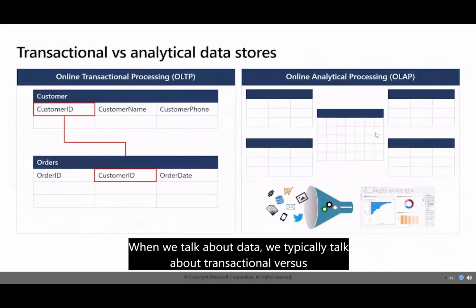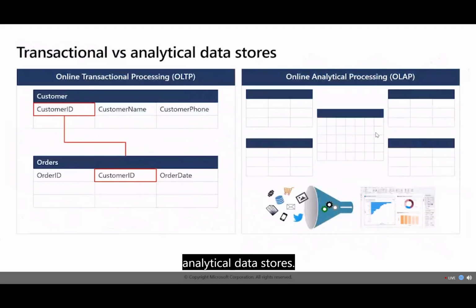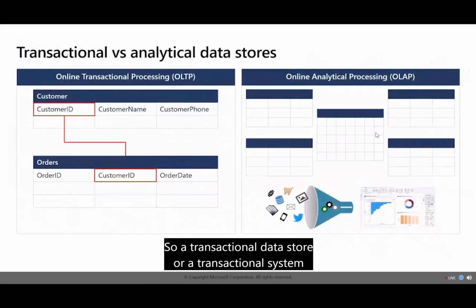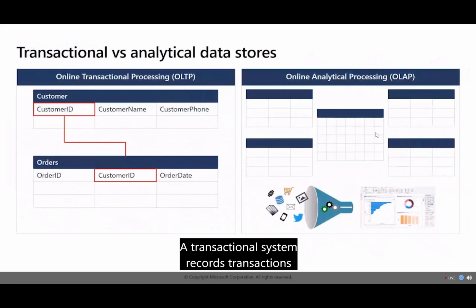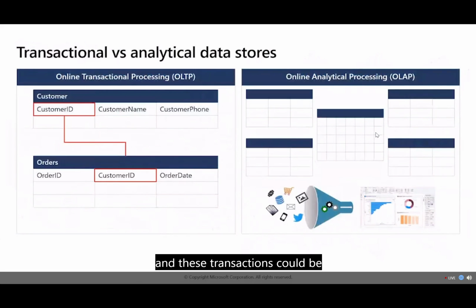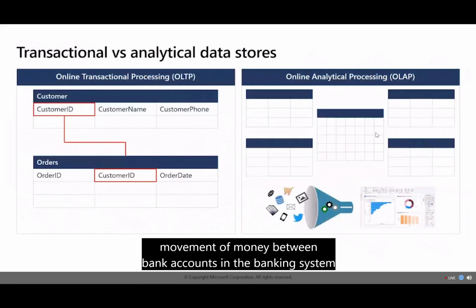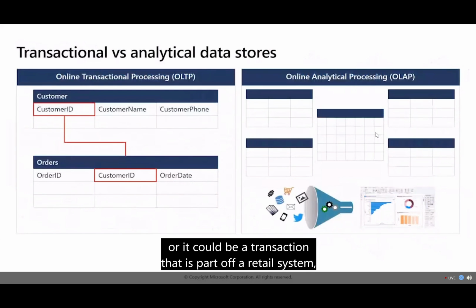When we talk about data, we typically talk about transactional versus analytical data stores. A transactional data store, or transactional system, is often what most people consider to be the primary function of business computing. A transactional system records transactions, and these could be financial transactions, such as movement of money between bank accounts in the banking system, or a transaction that is part of a retail system, like tracking the payments for goods and services that a customer has paid for. So you can think of a transaction as a small, discrete unit of work.